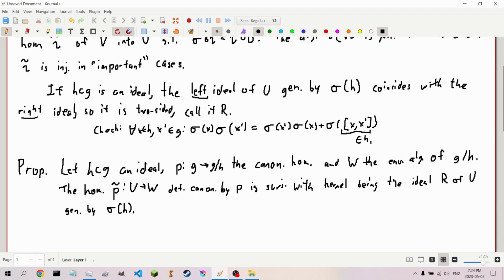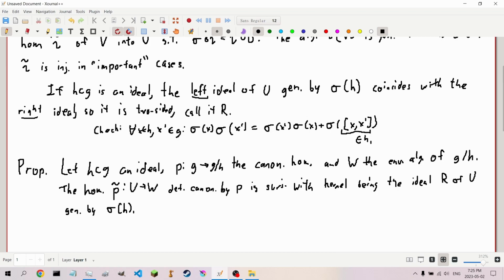So we have this map G to a quotient of G by H, and so with the maps from G and G over H to their enveloping algebras, that all commutes with this new homomorphism P tilde, and any element generated by the image of H under sigma, which should be getting collapsed, is going to be in the kernel of P tilde, which means it agrees.